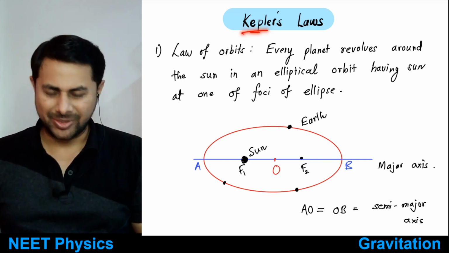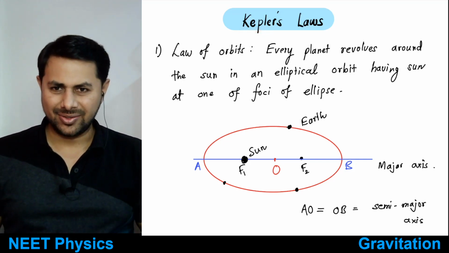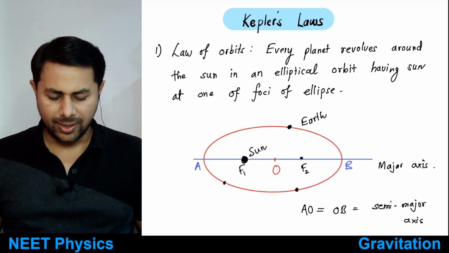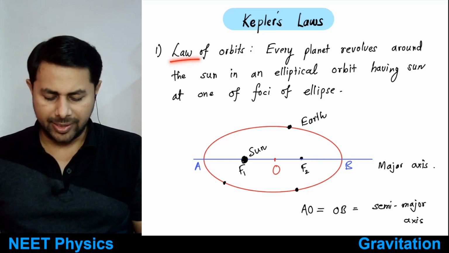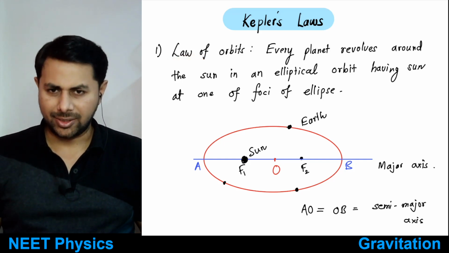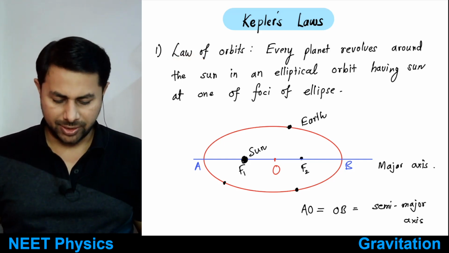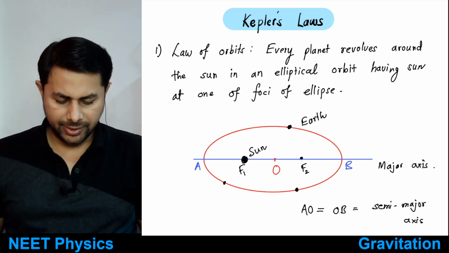Then Kepler was his assistant. He studied his data, and he also worked along with Tycho Brahe. He was good at mathematics and he formed three laws of planetary motion, which we are going to study now. All right, so let us study Kepler's laws.